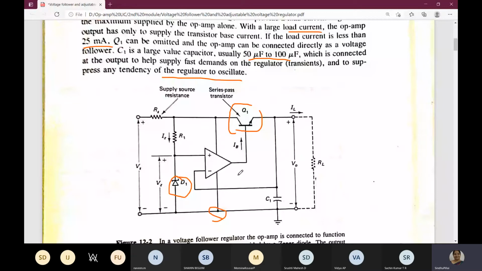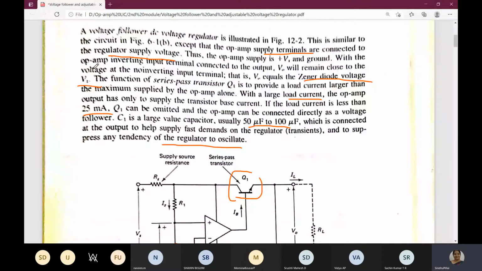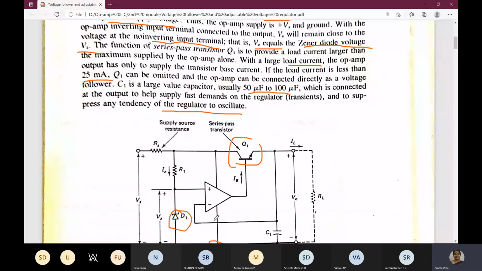Next, the op amp supply is plus Vs and ground, and the input is given to the non-inverting input terminal. So what will V0 be? V0 will be equal to the Zener diode voltage Vz. There is only feedback, but no resistors are used. So the gain is unity. No resistors are used to get any gain here.